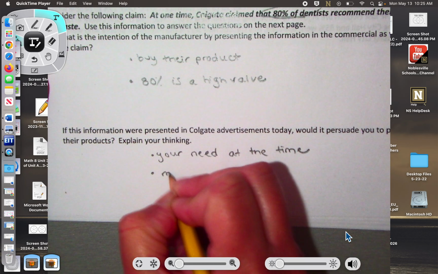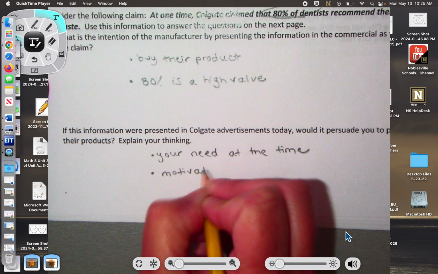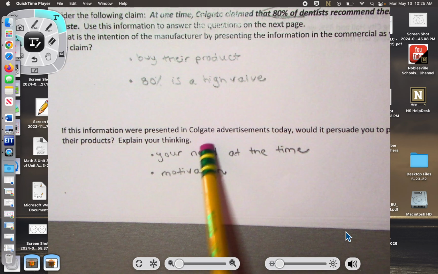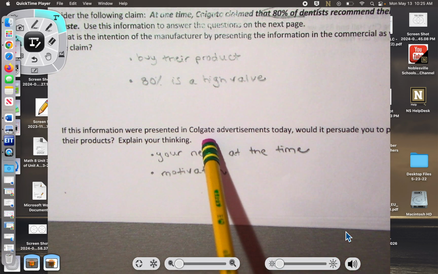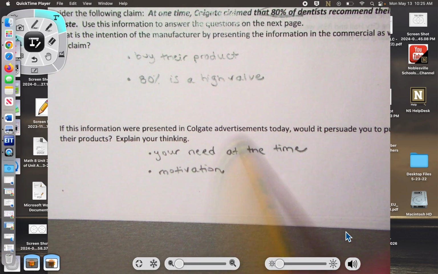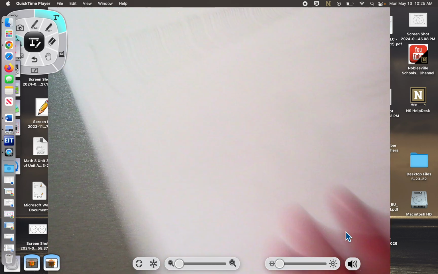And your motivation. Is that something that's really important to you at that very moment? Okay. So persuading people to buy things, the toothpaste companies have done enough research. They know keywords to use to try to motivate you, to pique your interest, to try to persuade you. Okay. All right. Next page.